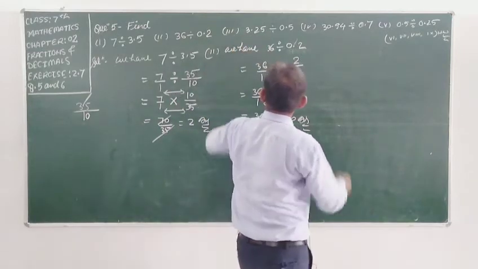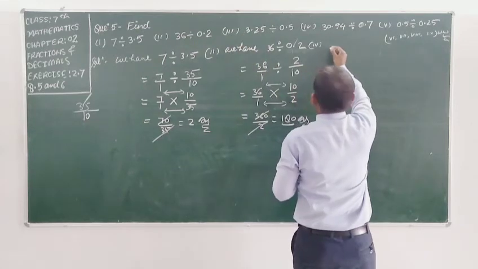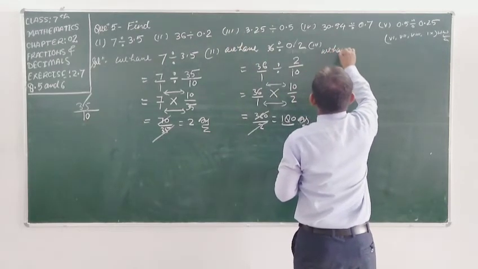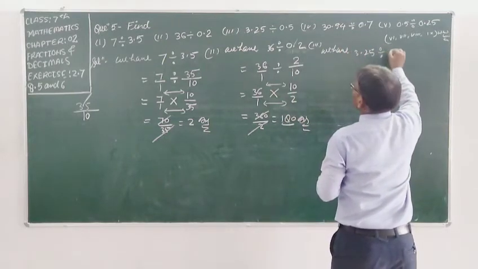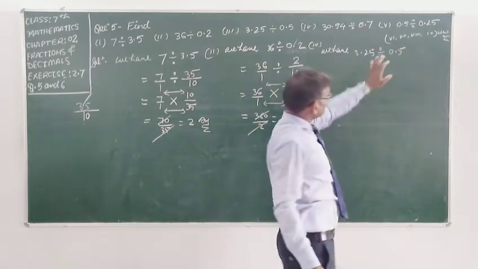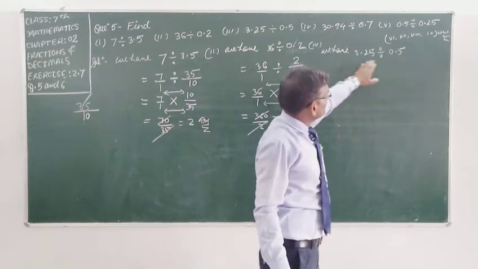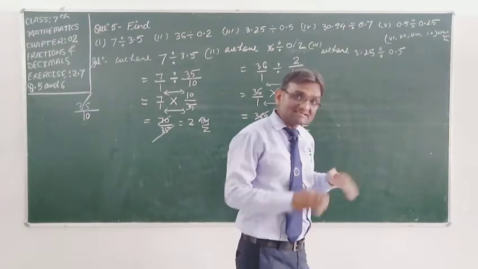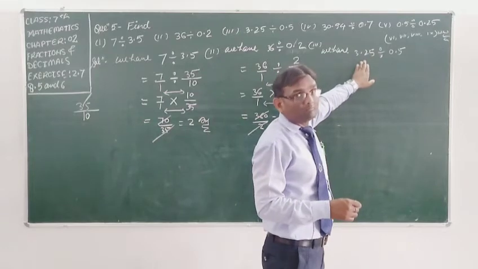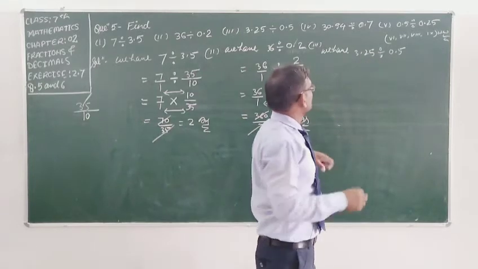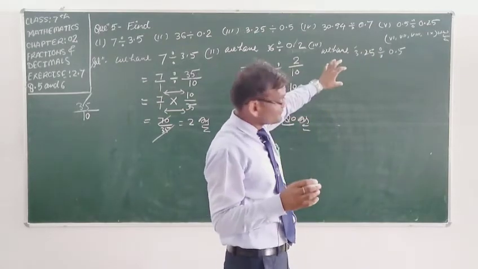Now come to part number 3 student. Part number 3, question is right student. 3.25 divided by 0.5. Now student, you are seeing that here we require to divide a decimal number by a decimal number. Both are decimal numbers. There is not a single whole number in it. Both are decimal numbers. So student, firstly we change both decimal numbers into fractions.